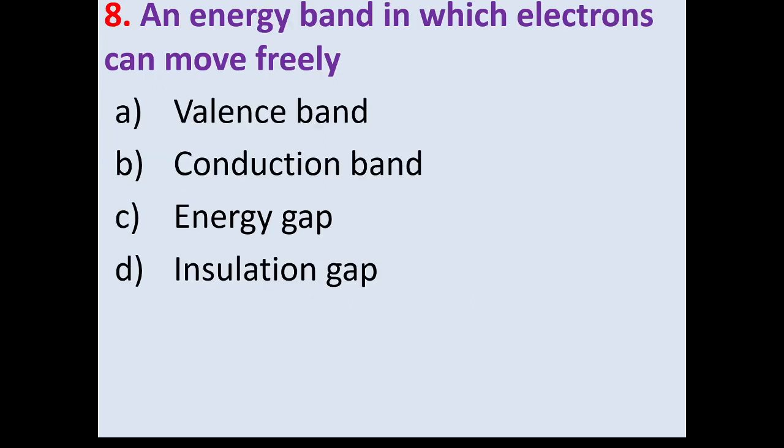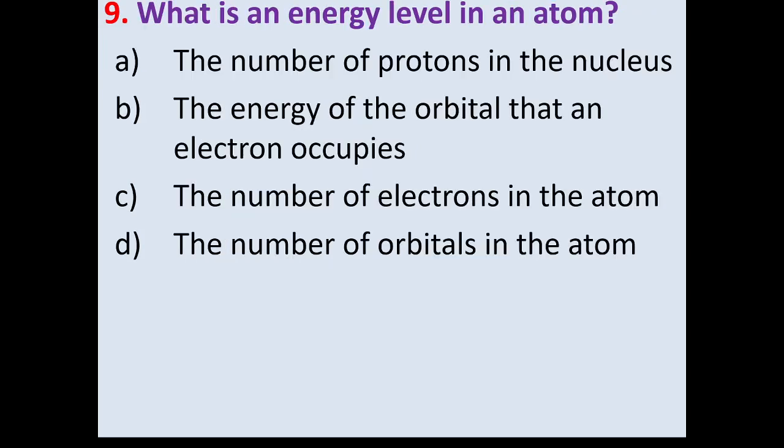An energy band in which electrons can move freely is called what? So electrons can move freely. Such electrons are called free electrons, which can constitute currents. So these are also called conduction electrons. So the energy band in which electrons can move freely is simply called the conduction band. What is an energy level in an atom? We know that the energy level in an atom is the energy of that particular orbital that an electron occupies.